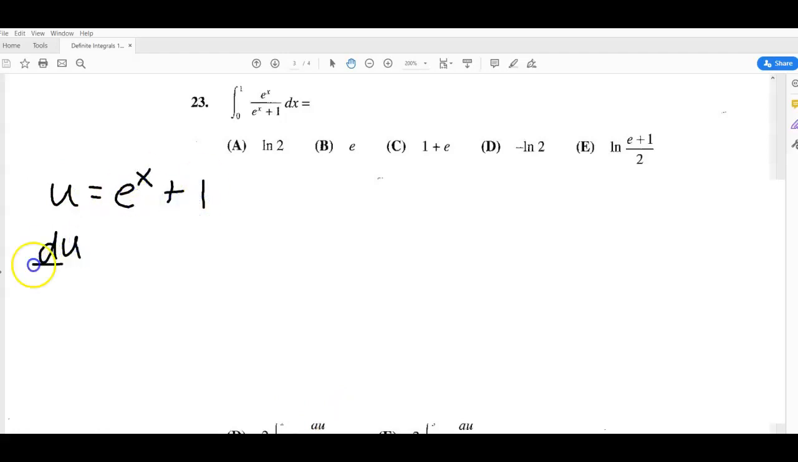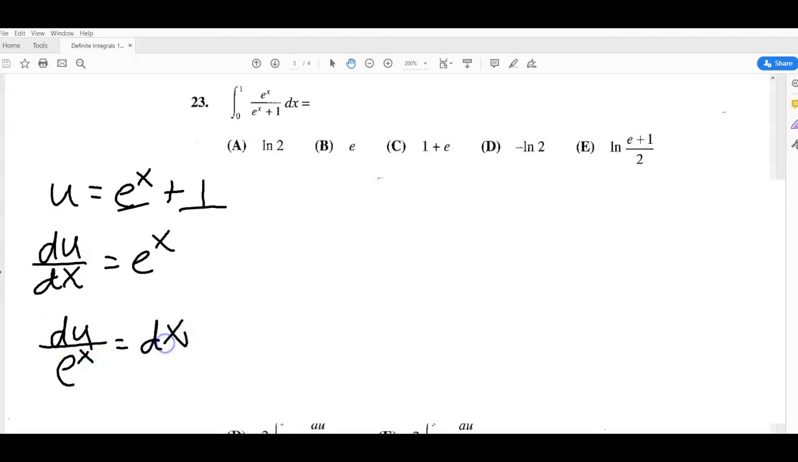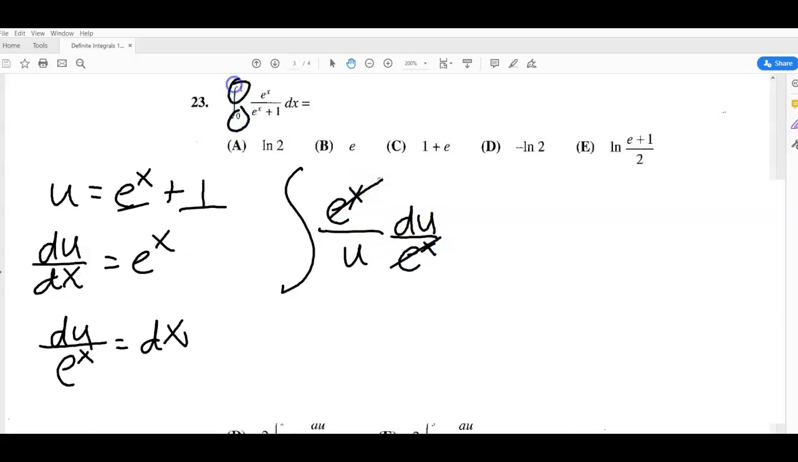So the derivative of u with respect to x is going to be e to the x. The derivative of e to the x is just e to the x, and the derivative of 1 is 0. So we're good there. Go ahead and get that dx by itself, and let's do our U-substitution. Right? Those cancel. We also need to do our limits here.